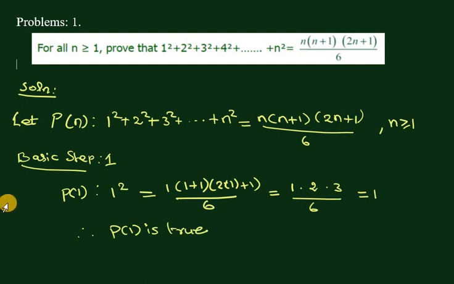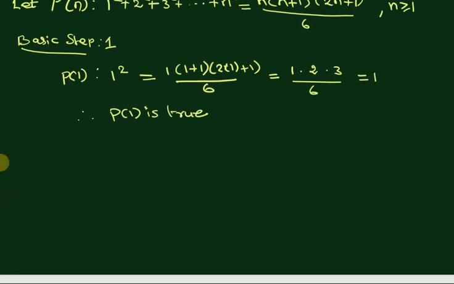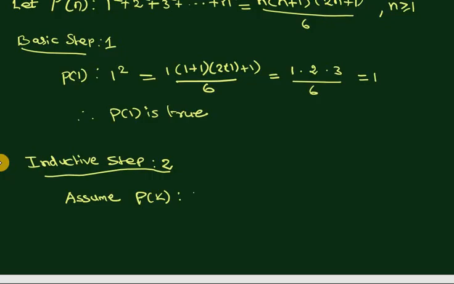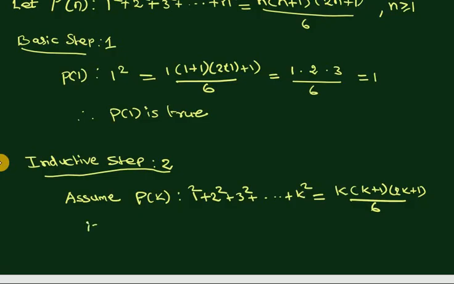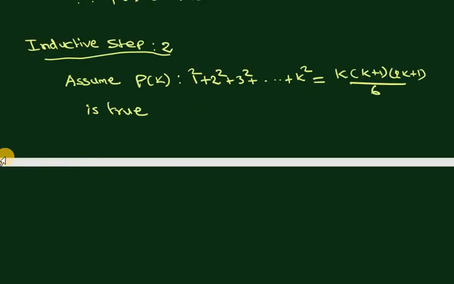Now, I want to go for the inductive step. The inductive step is step 2. I want to assume P of k, that is, 1 square plus 2 square plus 3 square plus, etc., plus k square is equal to k into k plus 1 into 2k plus 1 divided by 6. I assume that this is true. This must be the inductive step. Now, I want to conclude the inductive step. I will go for P of k plus 1, that is, to prove P of k plus 1 is true.